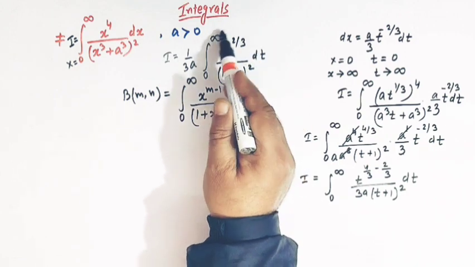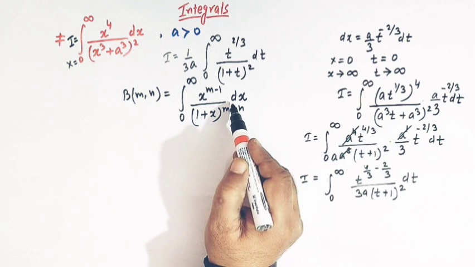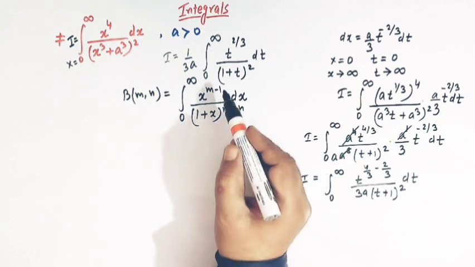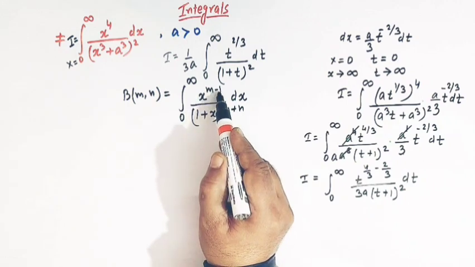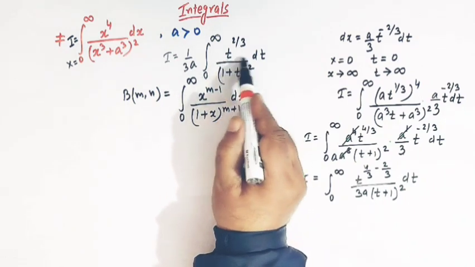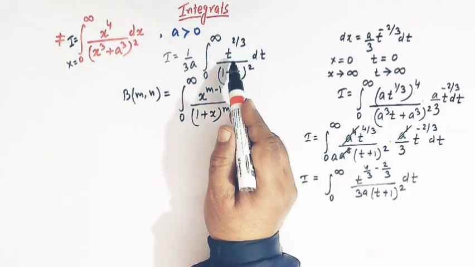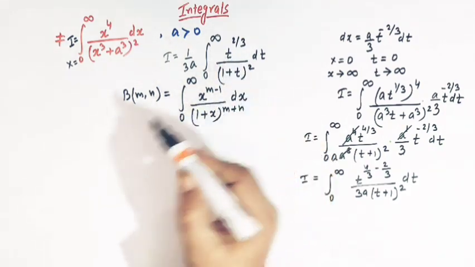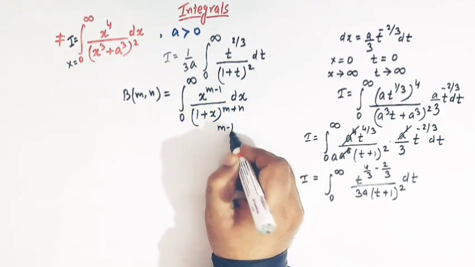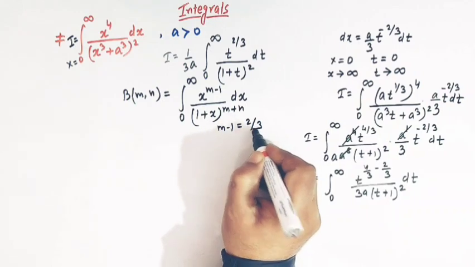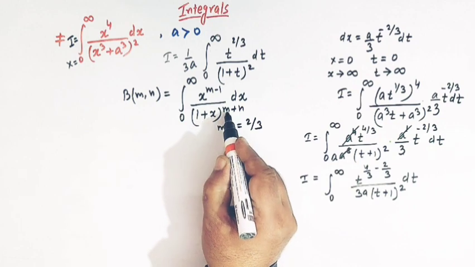So now our aim is to express this integral like this, right? So what we will do here, see, here we have t raised to 2 by 3, and here we have x raised to m minus 1. Now see, here the variable is t, here the variable is x, and since it is a definite integral, it is a dummy variable and it is not going to make any difference. So we have m minus 1 is equal to 2 by 3, right? Comparing the exponents. And here 1 plus x raised to m plus n.